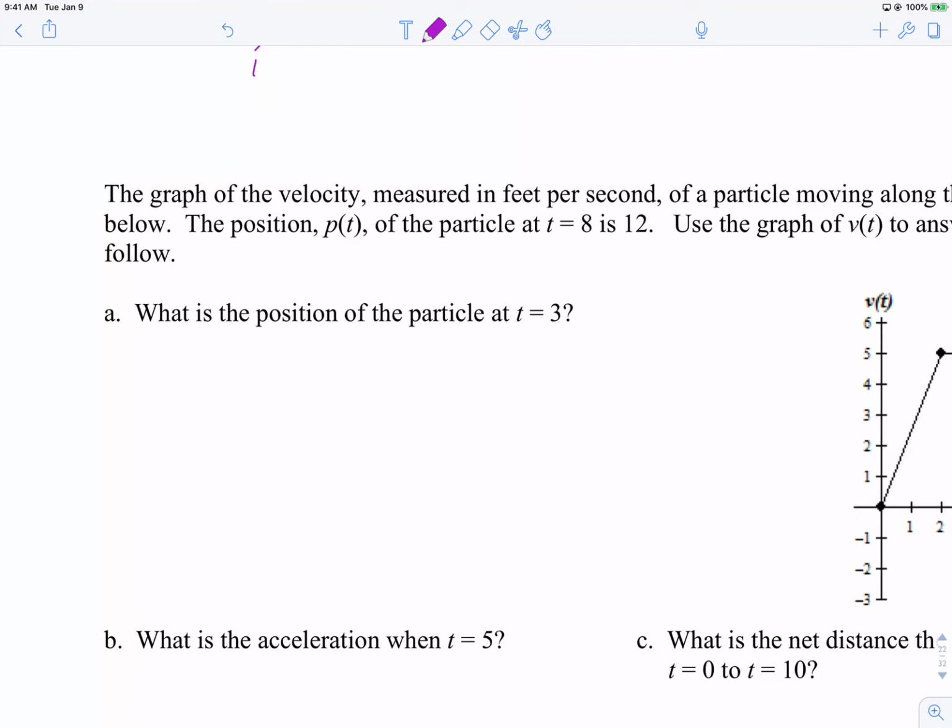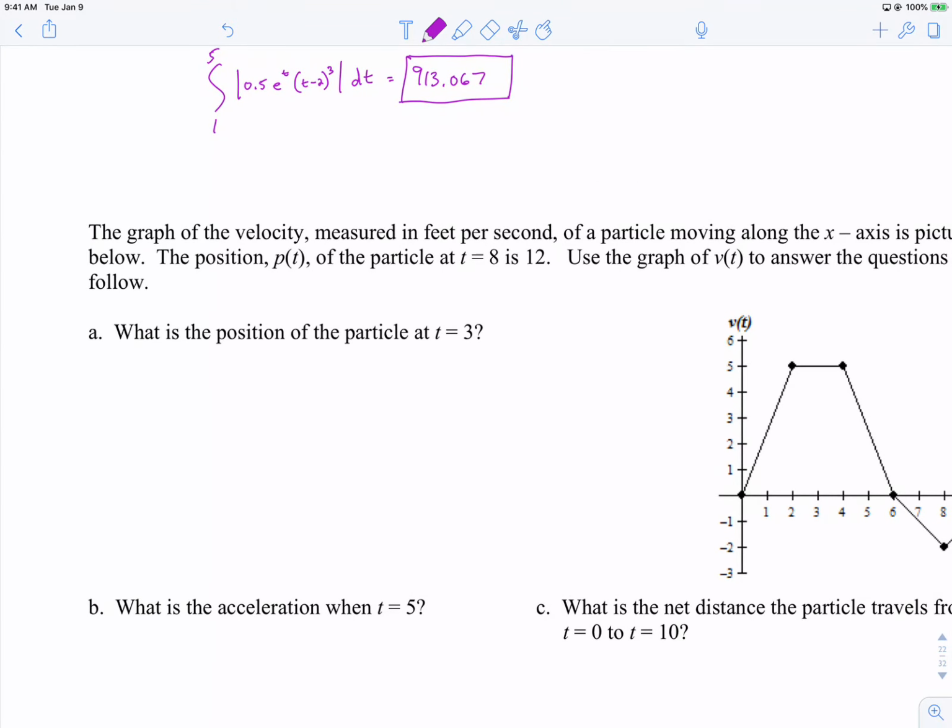All right, moving along. You can pause and read the question. We're given a graph of the velocity, and we want to know what's the position of the particle at time 3. It's going to be helpful to do the integral, since we have a velocity and we want to know about position. If we integrate velocity, we get position. So we can go from 3 to 8 of our velocity function.